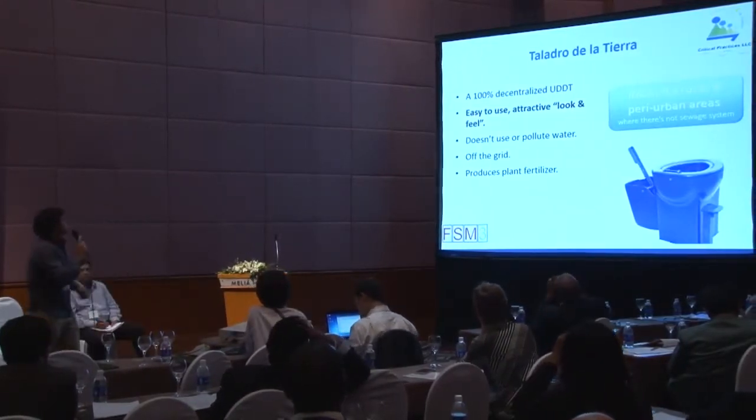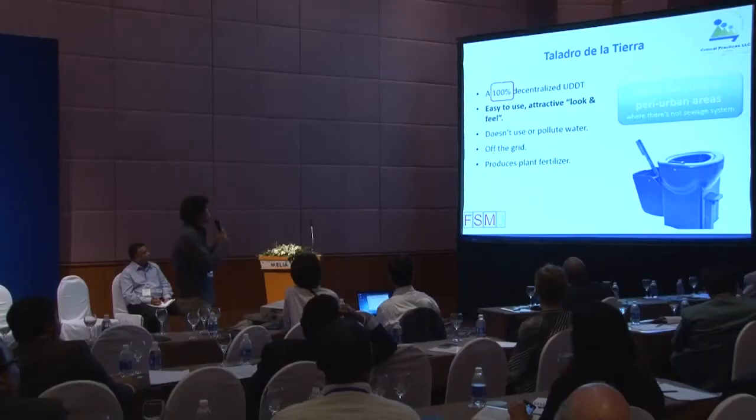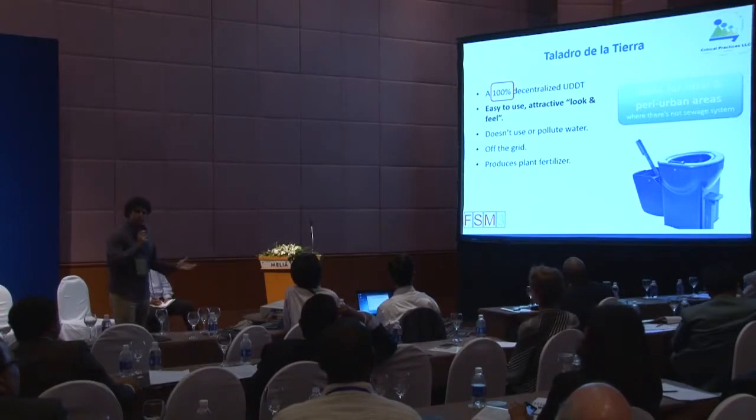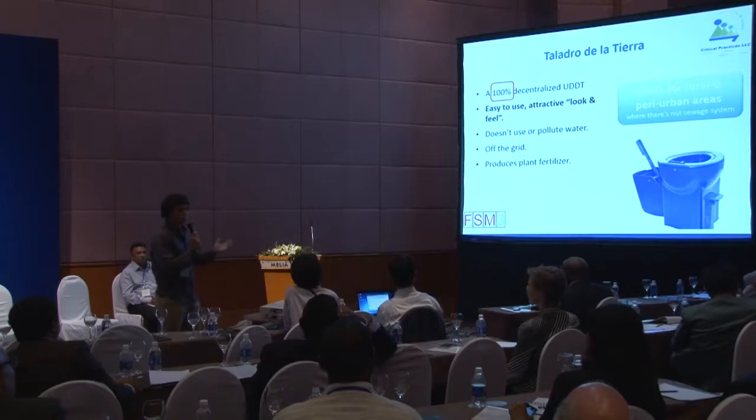Some introduction. It's a 100% decentralized urine diverting dry toilet, easy to use, with an attractive look and feel. It doesn't use or pollute water. It's off the grid and it produces plant fertilizer. In some contexts it cannot be 100% decentralized, especially in high density areas where you could probably need a network for some inputs and for harvesting the toilet.